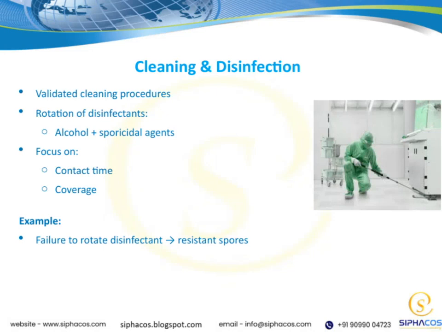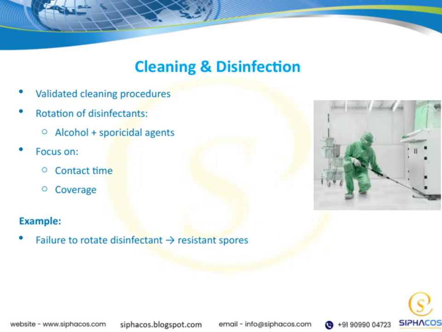Let's talk about cleaning and disinfection. It's crucial to have validated cleaning procedures in place to ensure effectiveness. This means following established protocols that are proven to work consistently. Now, an important aspect is the rotation of disinfectants. Using different types, such as alcohol and sporicidal agents, helps prevent the development of resistant spores. If we rely on the same disinfectant all the time, we risk creating resistant microorganisms that are harder to eliminate.